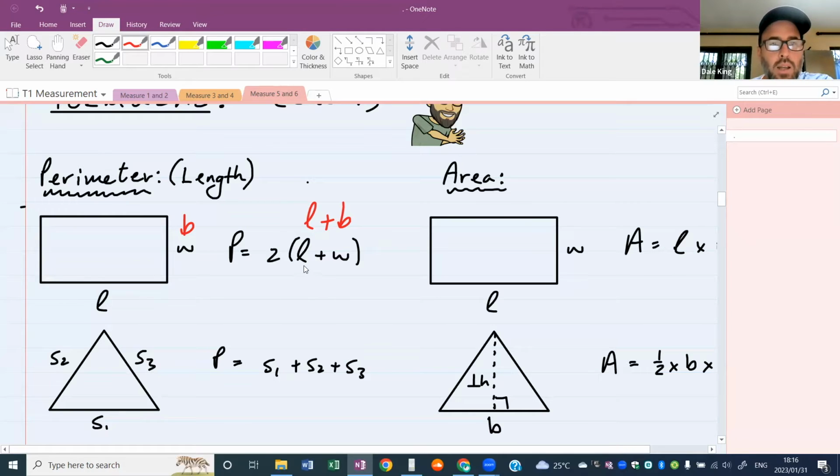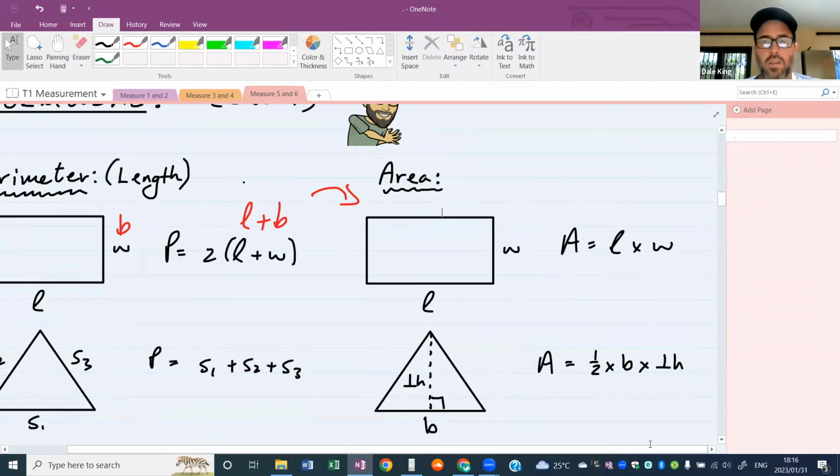All right. So you need a length and a width times 2. 4 pieces. Okay. Let's look at its friend over here. Another rectangle. And we need to work out its area now. So I'm going to use A for area. So A for area is equal to length times width.